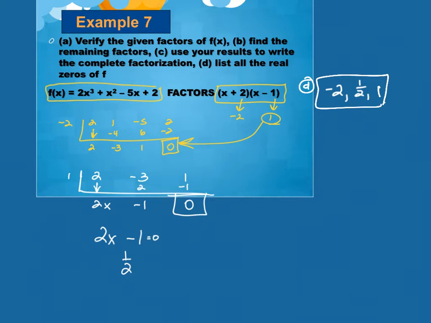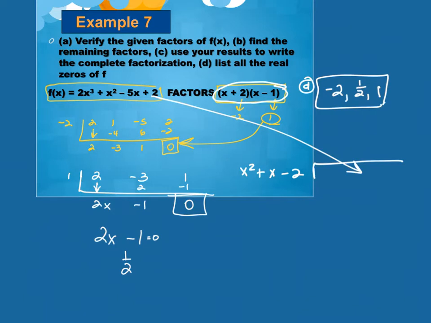Your other option, should you choose to do it, I don't know if I would, but should you choose to do it, is you can actually FOIL out these two. I'd get x squared plus x minus 2. And then you can use long division on the original one, and you will get 2x minus 1. You'll get the same quotient. You can do that. That's your option. I wouldn't say you need to do that. Okay, I probably wouldn't recommend it, but you can do that as well. You can FOIL out the two that were given to you, and then use long division with your original, and the quotient would be 2x minus 1.